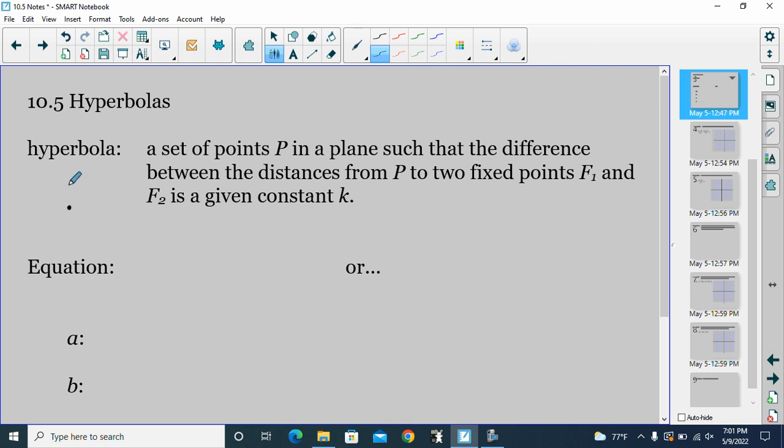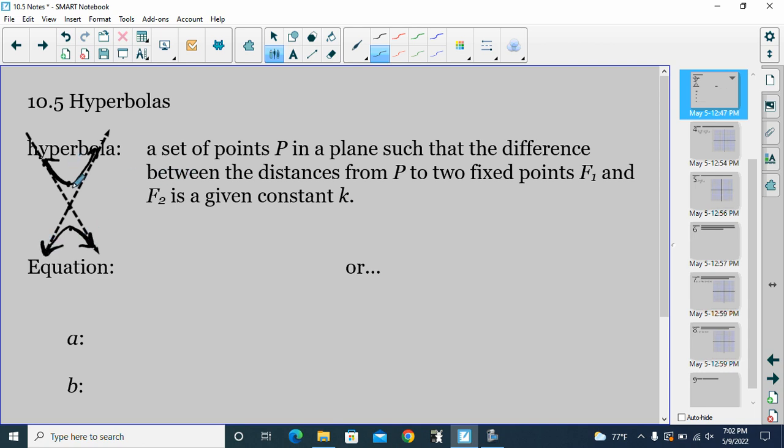We have two vertices, just like we do with ellipses. But instead of having co-vertices and drawing our ellipse around like that, what we'll have is a couple of asymptotes that will wind up looking like this. And then the hyperbola will get close to the asymptote, touch the vertex, and then turn and get close to the other asymptote. Something that looks a little like that.